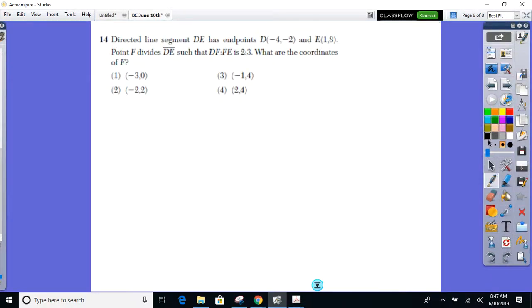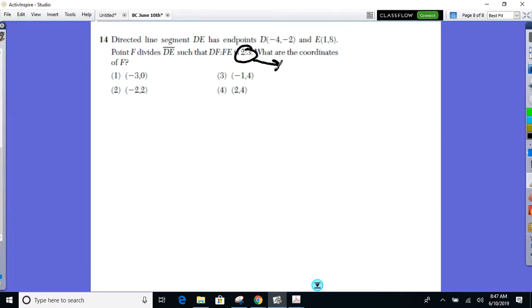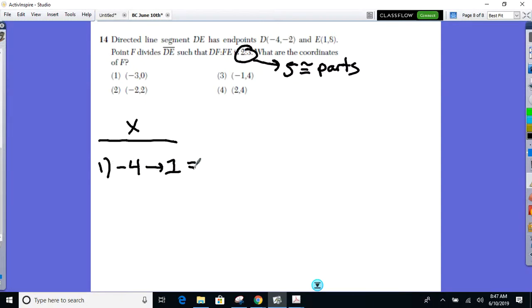Okay, yep. We're breaking it up into a ratio of 2 to 3. How many congruent parts then am I breaking that line up into? 5 congruent parts. All right, so the way we did it, we took the x-coordinate first. What are the x-coordinates of D and E? So on the x-axis, you're going from -4 to +1, which is a distance of what? 5. That's perfect, because I'm going to divide that distance up into 5 equal parts according to my ratio.